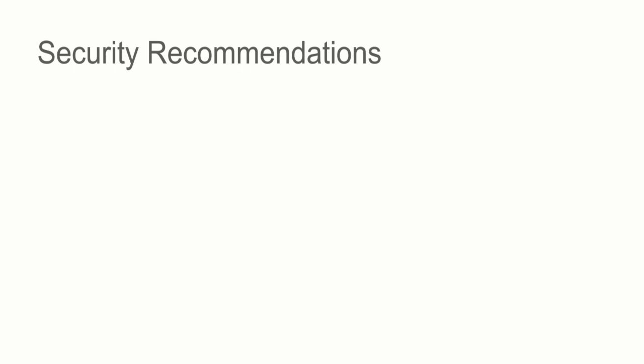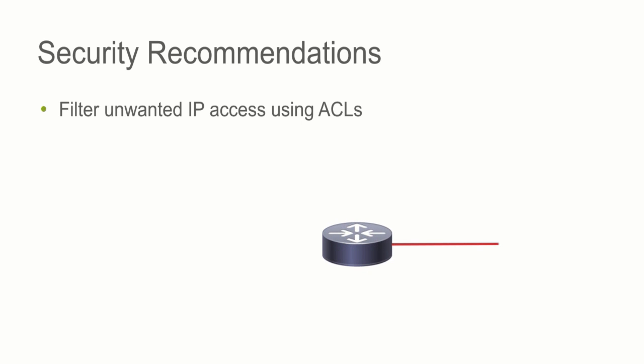Now, there are a number of security recommendations when it comes to preventing access attacks. First of all, we want to filter unwanted IP access using ACLs. We talked about a user spoofing the IP address of a trusted network range. Let's assume that our router sitting on the border has the 10 network on the inside, and the outside is pretty much anything else that could be out there on the internet.